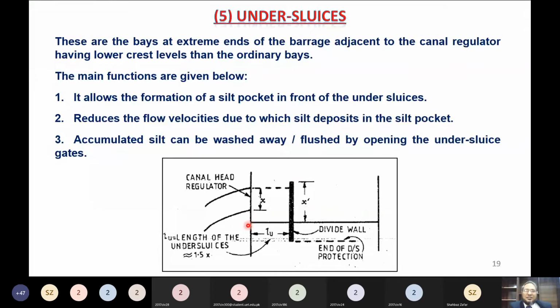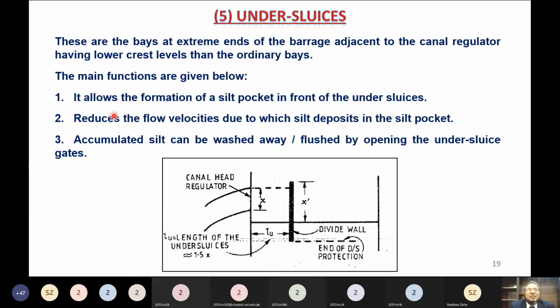So what is a pocket? A pocket is like in our shirts, which is closed from three sides and open from one side. That is called a pocket. So it is open from this side and closed from three sides, and we only allow water from the upper part of the head regulator of the main canal, so that less silt water enters the canal. So its first function is that the undersluices form a silt pocket.